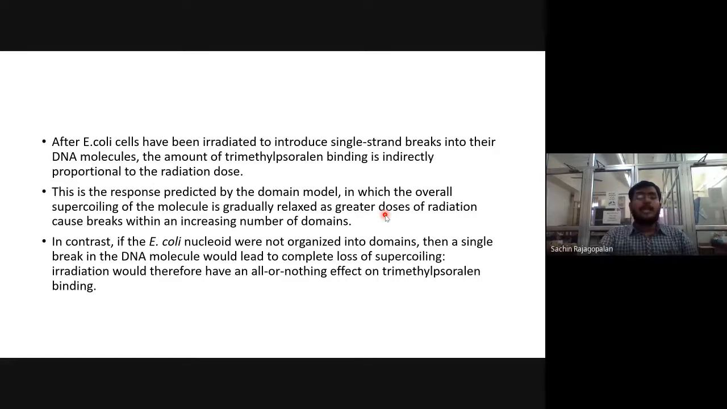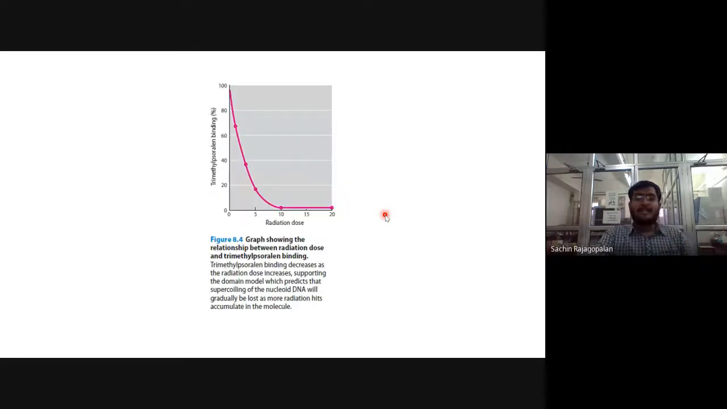Okay, so you need to understand this. You can see here, this is a graphical representation. They have shown you the percentage of trimethylpsoralen binding on the y-axis, and the radiation dose on the x-axis. As the radiation dose increases, the amount of trimethylpsoralen that can bind to the DNA is also decreasing.